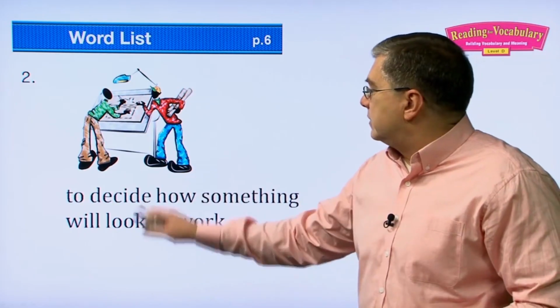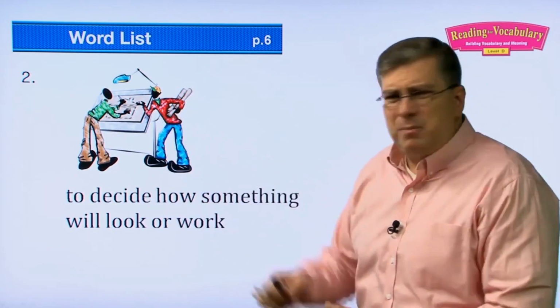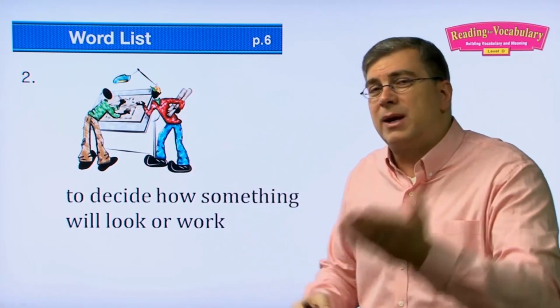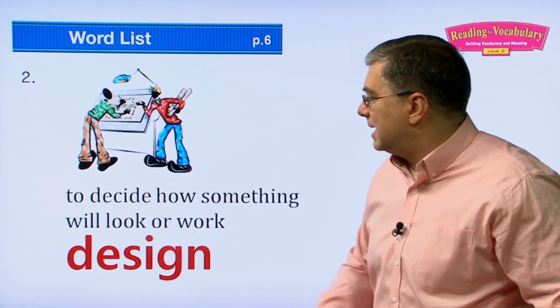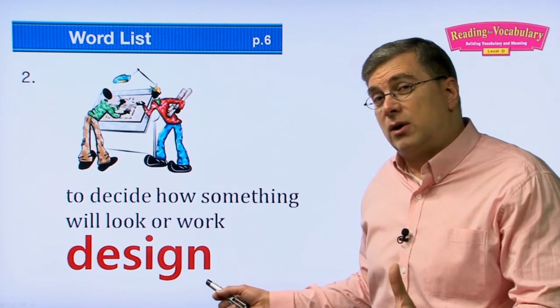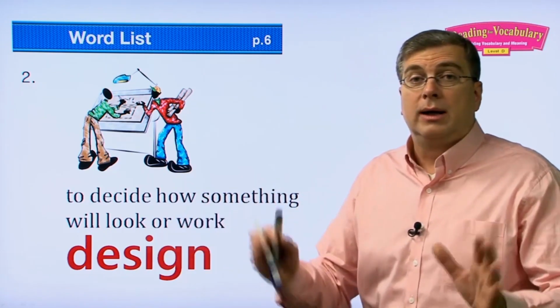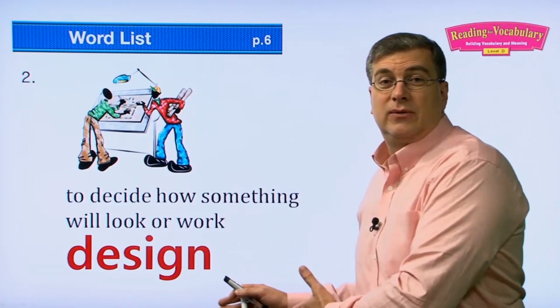This next word is to decide how something will look or work. When people sit down and they start to think about how to draw something, what are they doing, right? We can say that that is design. Design. We can use it as a verb or as a noun. What is the design of the building? Or he is going to design the building. So we can use it as a verb or a noun.